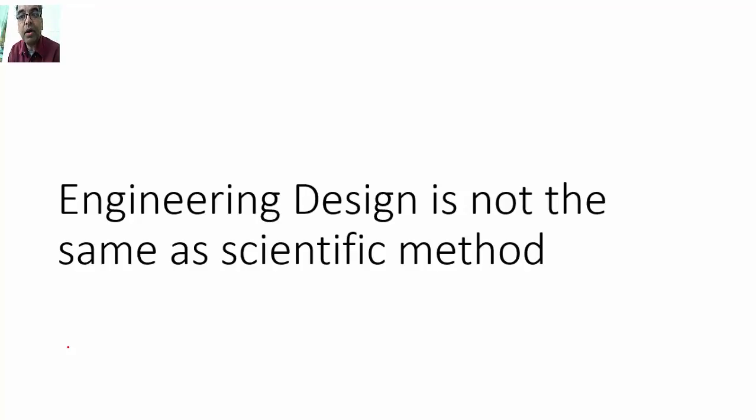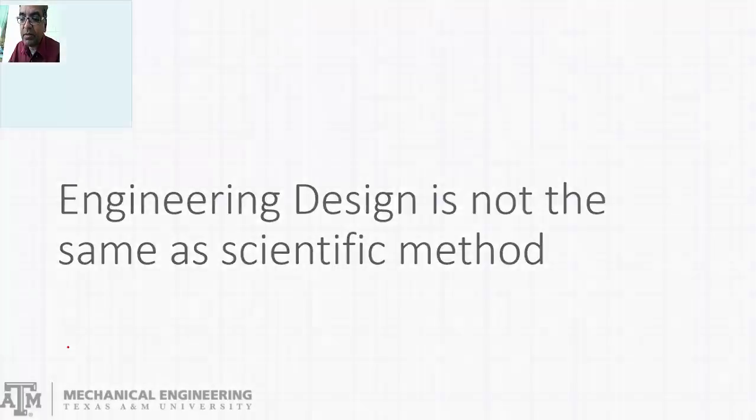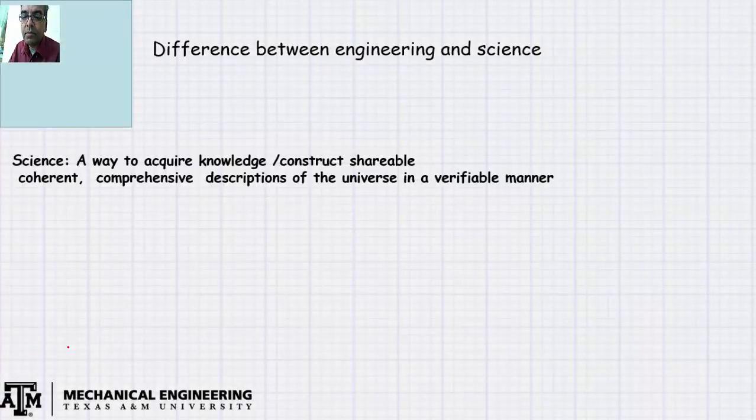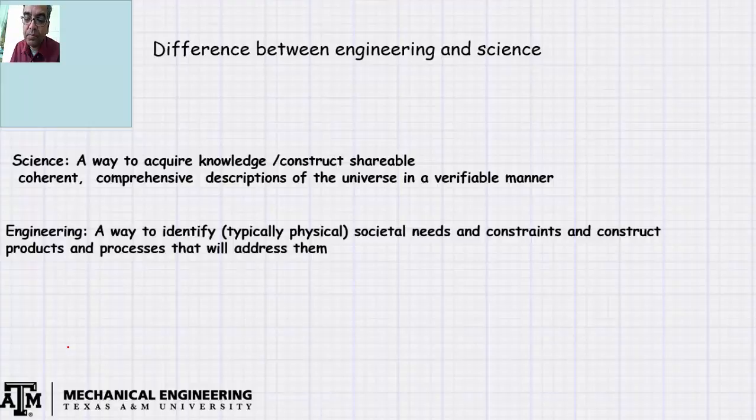So up to now we were talking about causes and things like that, how to acquire knowledge. Now how to utilize knowledge is what engineering design is about. So let's talk about what the differences are. Science is a way to acquire knowledge, construct shareable, coherent, comprehensive descriptions of the universe in a verifiable manner. So not everything, but it has to be that aspects of the universe which are reproducible in some way.